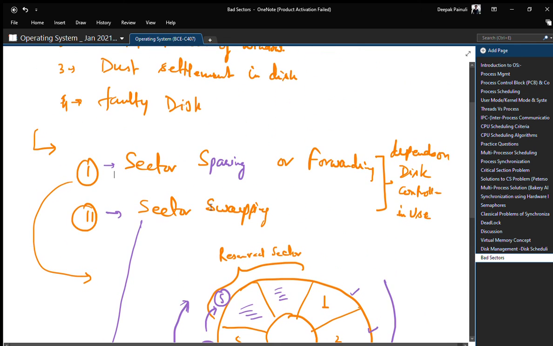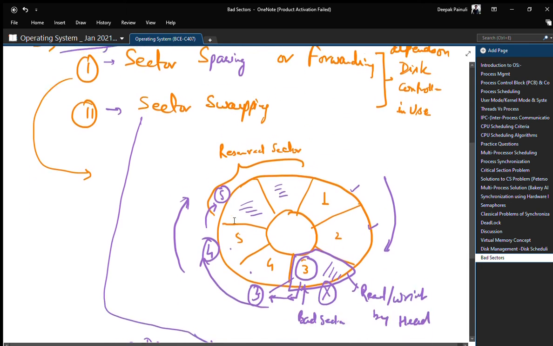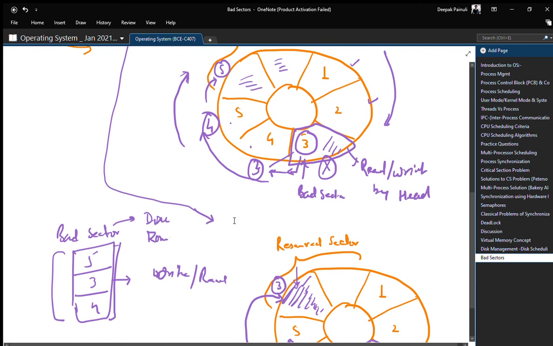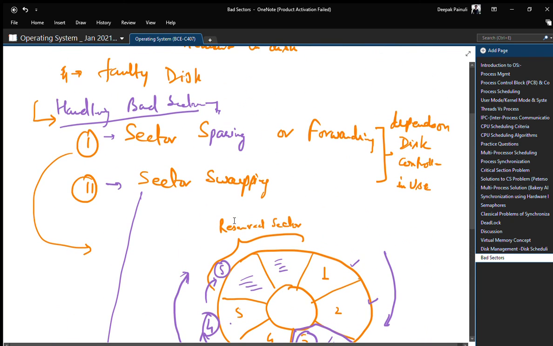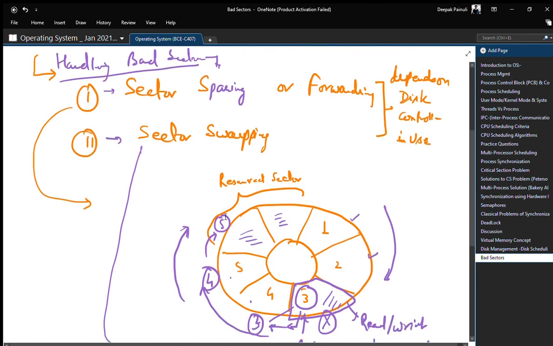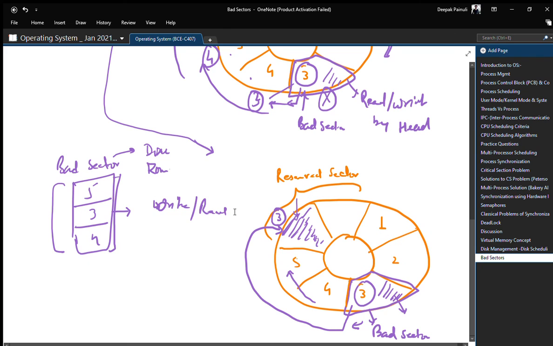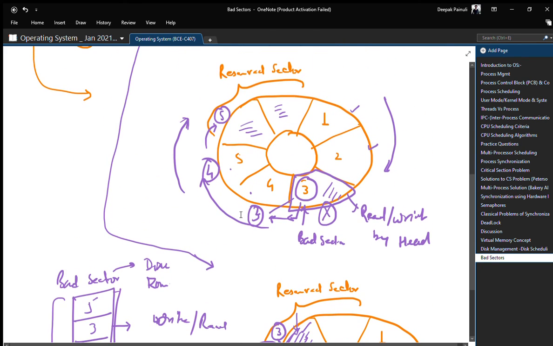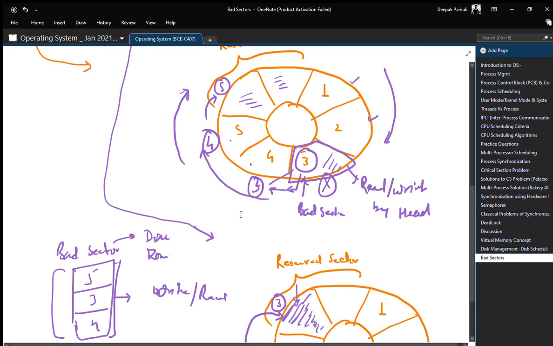So these are two methods by which we can handle bad sectors, right? I think you guys understood it very well. These are the two techniques. Generally in the exam they ask for these two techniques in theory, so it is an important one, right guys? It is simple, nothing rocket science here, but you need to understand the difference between the two.